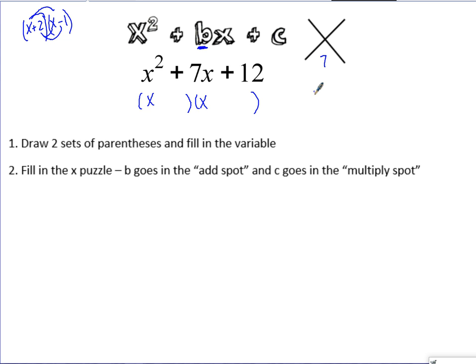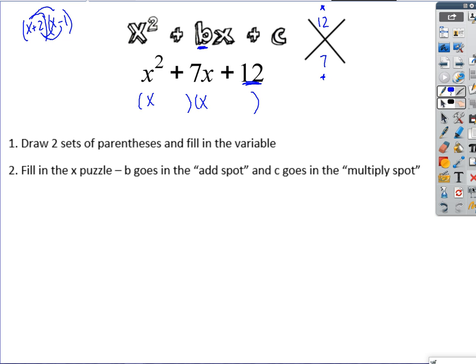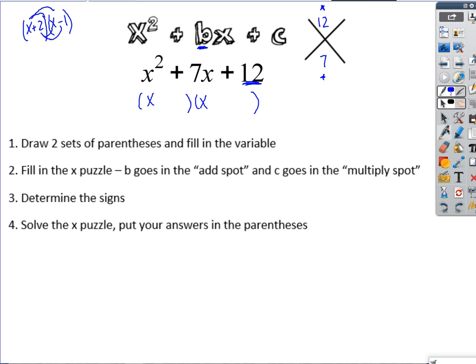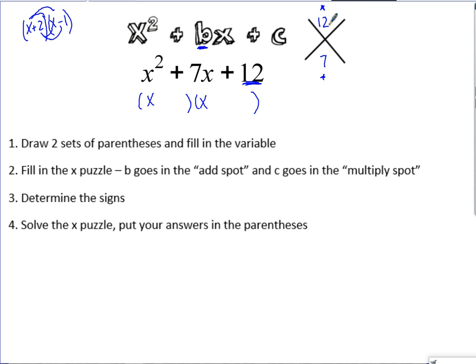All right, and then c, which is this constant term, the number at the end, is going to go up here. So we are looking for two numbers that when I multiply them together, I get 12 as the answer, and when I add them together, I get 7 as the answer. Okay, so we have to pay attention to signs. This is a positive 12 and a positive 7. So I need numbers that multiply to positive 12 and add to positive 7. That means both of my numbers are going to be positive.